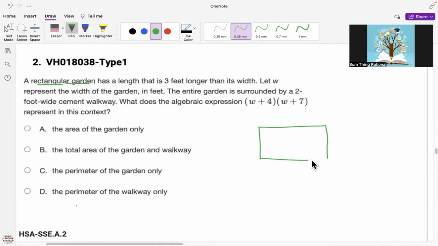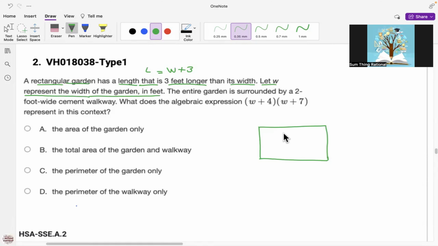Definitely, if we have a rectangle, we have width and we have length. That is also given: length is 3 feet longer, which means 3 more than its width. The question continues and actually guides us. Let W be the width. So if length is 3 feet longer than its width, length is equal to 3 more than W, which is W plus 3. So we got it already.